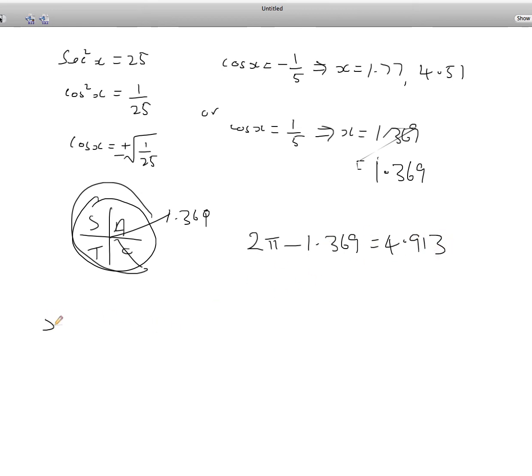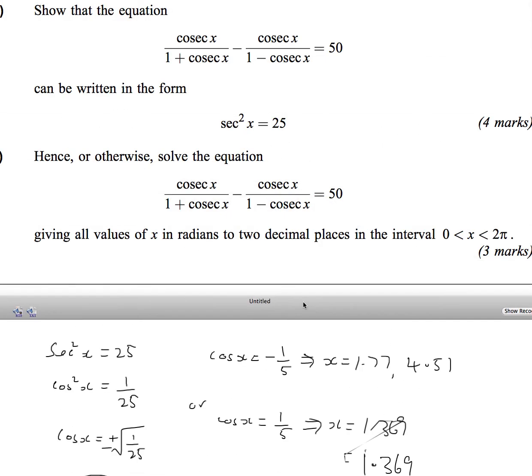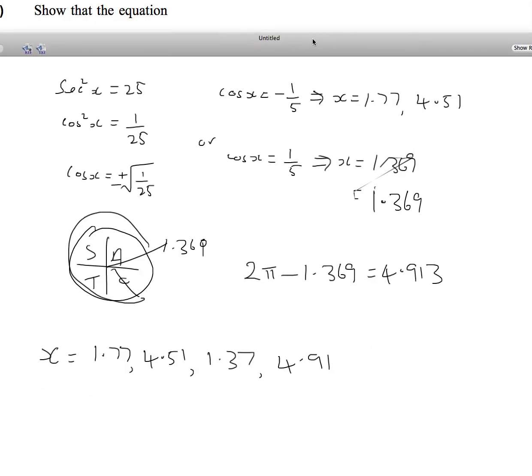So x is equal to 1.77, 4.51, 1.37, 4.91. Okay, I think that's the finish of number 7.